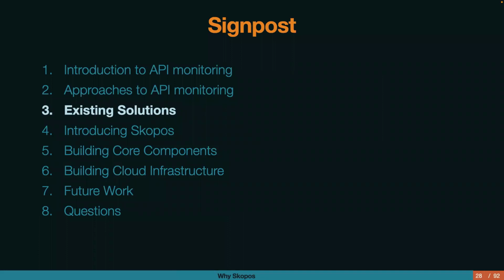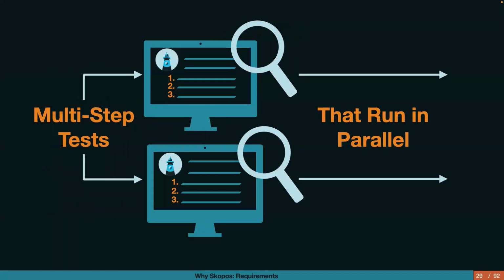Next, let's talk about the specific use case for our requirements and the use cases existing tools may be used for. We wanted an API monitoring tool that would allow us to monitor multi-step API workflows and execute groups of tests in parallel. The tools we looked at each fulfilled a subset of our requirements.